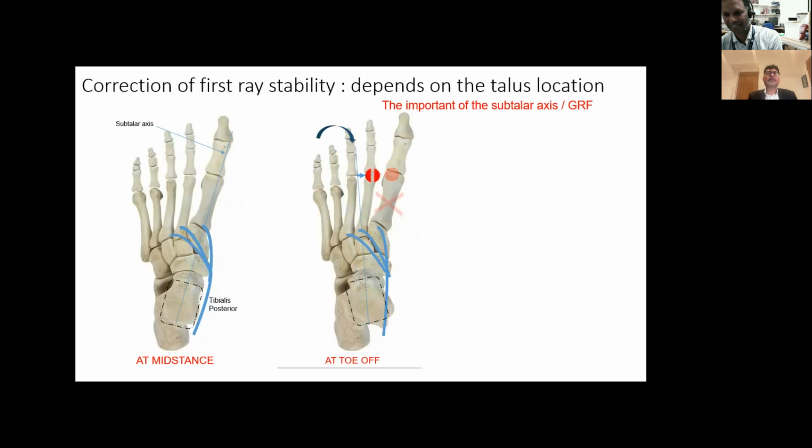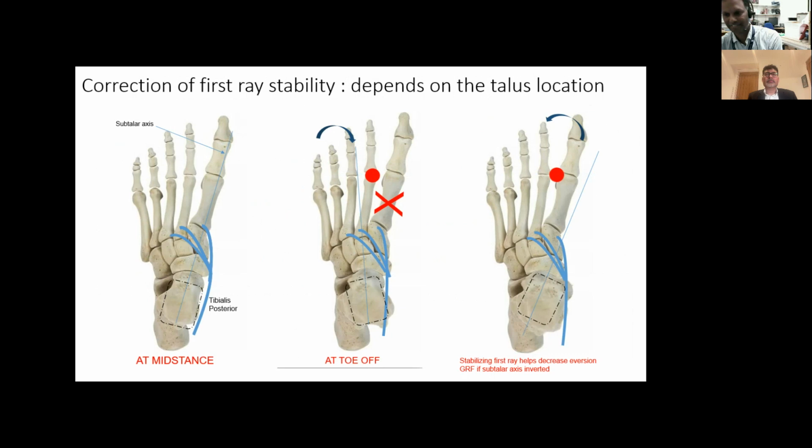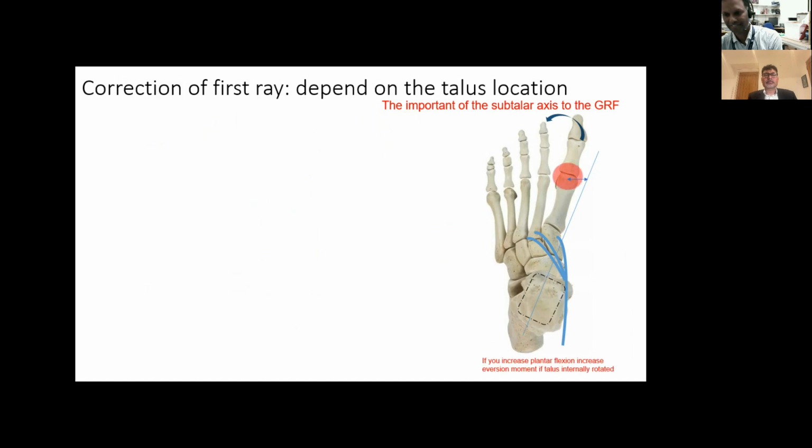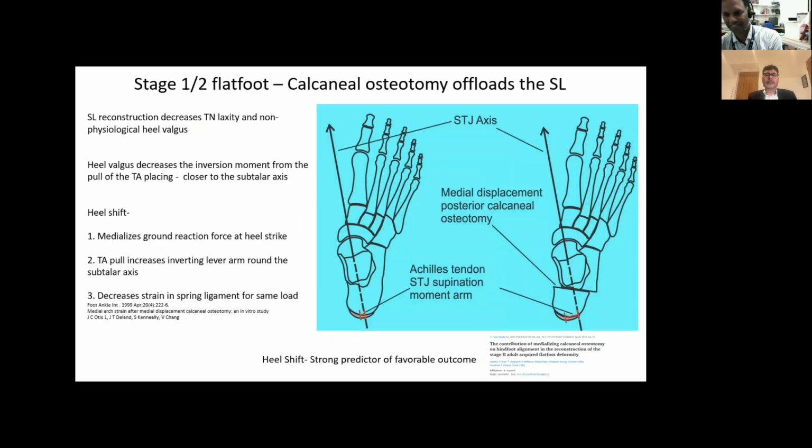But I'm just going to quickly go back, and I've almost finished. If you introduce stability in your first ray, it doesn't matter if your spring ligament is lax and your subtalar axis is internally rotated. You're still going to generate an eversion vector. If you plantar flex it, it's still going to act against you. What you need to do is reconstitute that spring ligament to reconstitute the subtalar axis, and therefore generate a net inversion ground reaction force. And the calcaneal osteotomy is important.